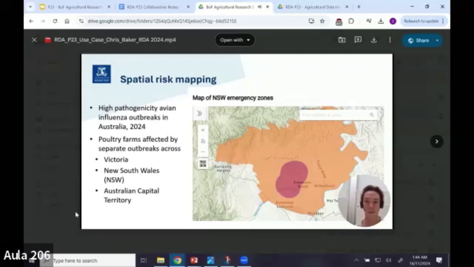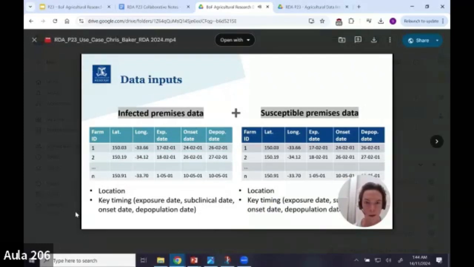So there are 2 declared areas here. The outer orange one denotes an area of movement restrictions, while the inner red one has much more stringent interventions, and these are around specifically detected properties with avian influenza. Within these, there are much harsher restrictions, which include culling of infected premises. For the people involved, these are really devastating impacts.